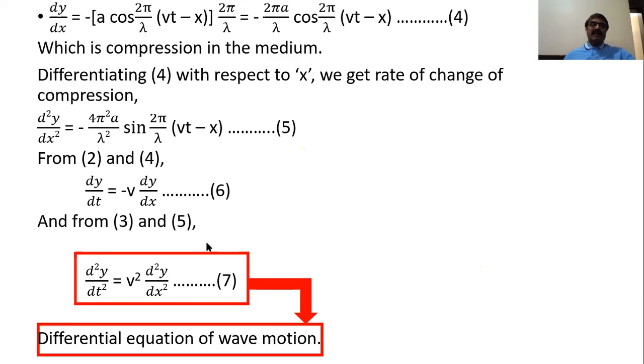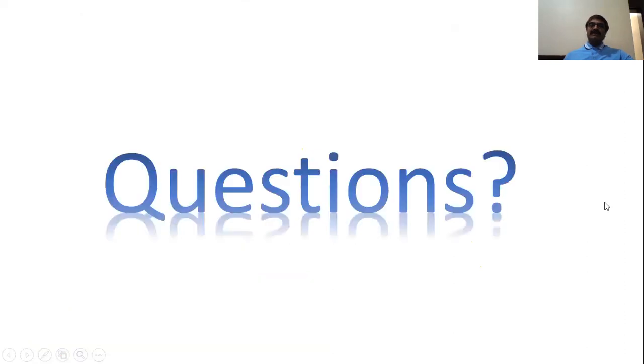This is one equation. Another very important equation is obtained by comparing equation 3 and equation 5. Equation 3 is for d2y by dt square, and 5 is for d2y by dx square. You will find that the only difference is v square. There is also a negative sign in equation 3, but no matter the negative sign, we find the equation d2y by dt square equals v square into d2y by dx square. This is a very important equation, and it is called the differential equation of wave motion. This equation can be used to explain wave motion or progressive motion. Okay, so here we end.